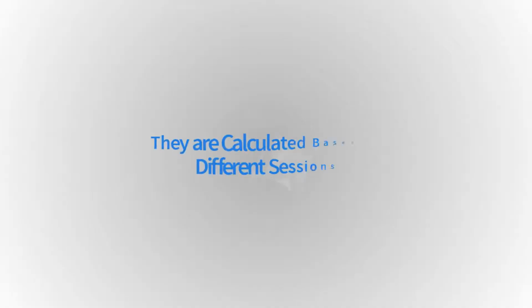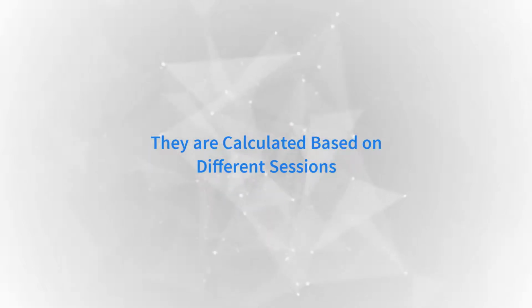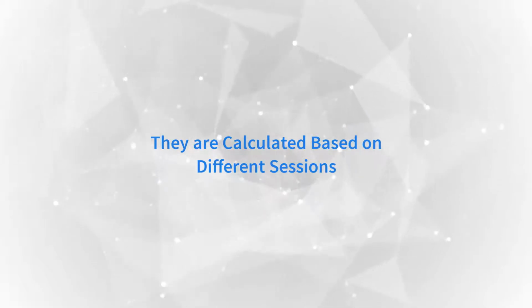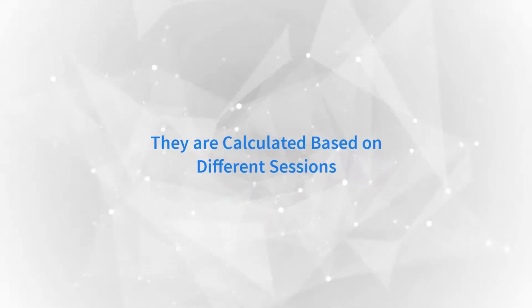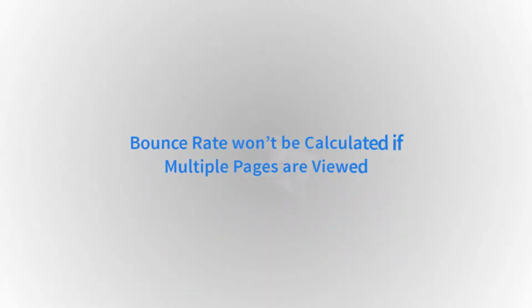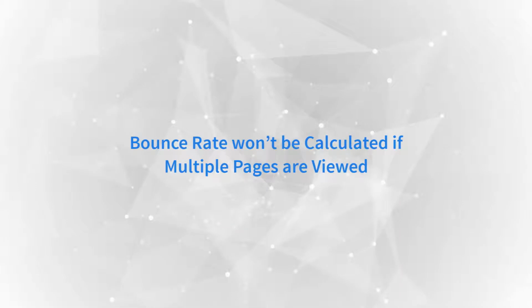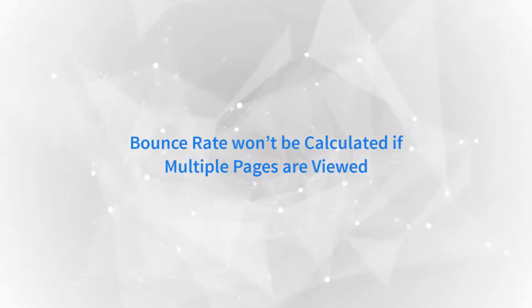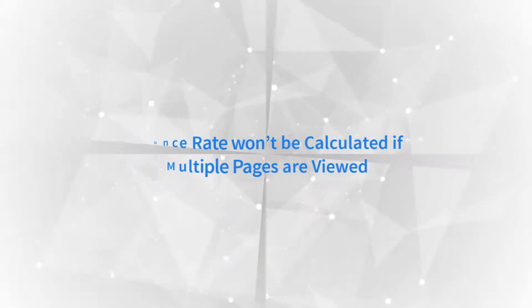Okay, so let's dig into some of the differences between these. They're calculated based on different sessions. For any given page, the bounce rate will be calculated based on sessions that entered on that page. But the exit rate will be calculated based on all sessions that viewed the page. So bounce rate won't be calculated if multiple pages are viewed. Bounce rate is calculated when the page the user views is the only page in the session. Exit rate is calculated anytime a user exits, which could be after 1 page or 10 pages.